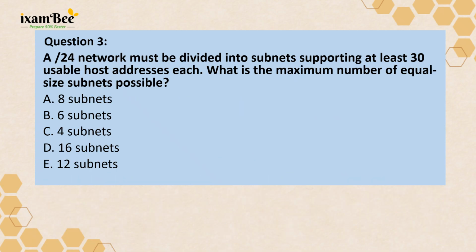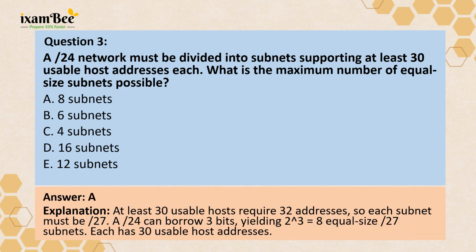A /24 network must be divided into subnets supporting at least 30 usable host addresses each. What is the maximum number of equal size subnets possible? The correct answer here is A, which is 8 subnets.